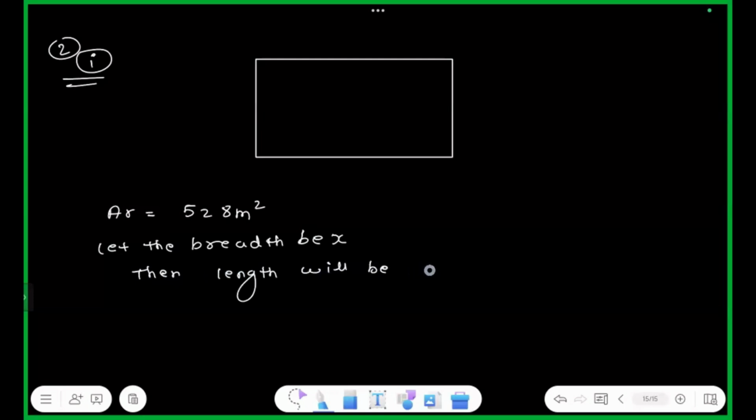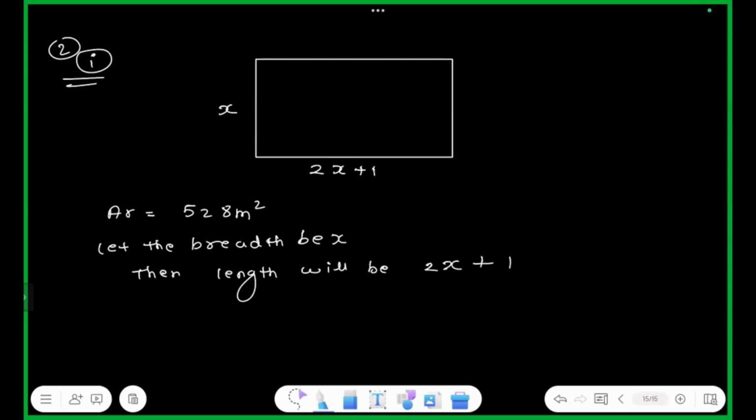Then length will be what? Length is one more than twice its breadth. So breadth is what? x now. So twice plus it is one more means plus one. So if this is the breadth x, this will be 2x plus 1, the length. Got it? This was the condition given by the question.